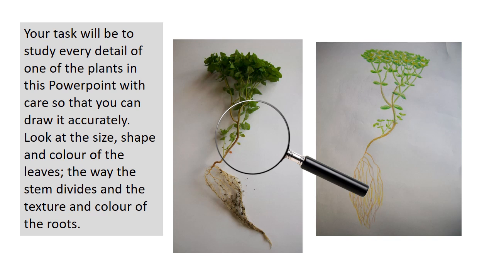So we want you to look at the size, the shape and the colour of the leaves and the way the stem divides up. So usually there's not just one stem in the middle, there's lots of smaller bits of the stem. And we also want you to look at the texture and the colour of the roots, because the roots quite often have really small hairs on them, which if you look really closely you can see. So on this page you can see a plant and a drawing that's been done of it.